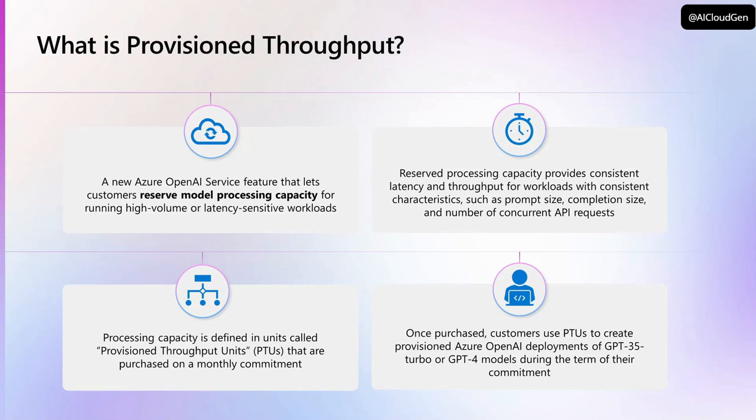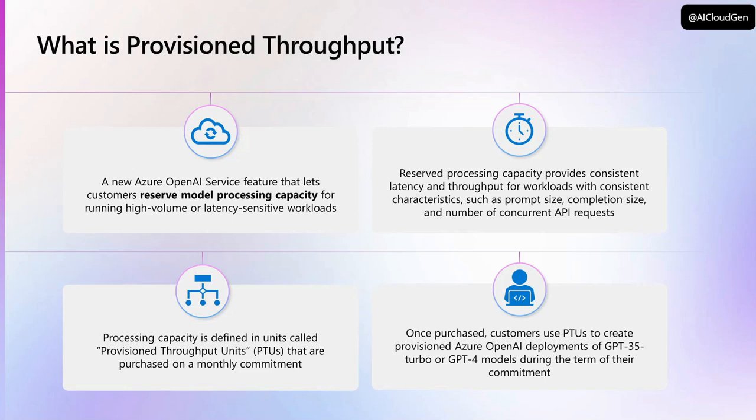With provisioned throughput units, you always get consistent performance or latency, and that is really important because you don't want the first time you ask a question to get a response pretty quickly, and the second time it takes more time. You want to give a consistent experience for your users, right? So that's where provisioned throughput units come into play.